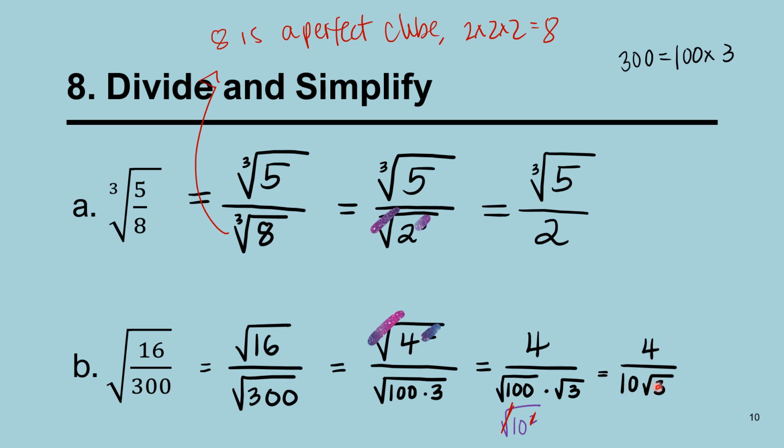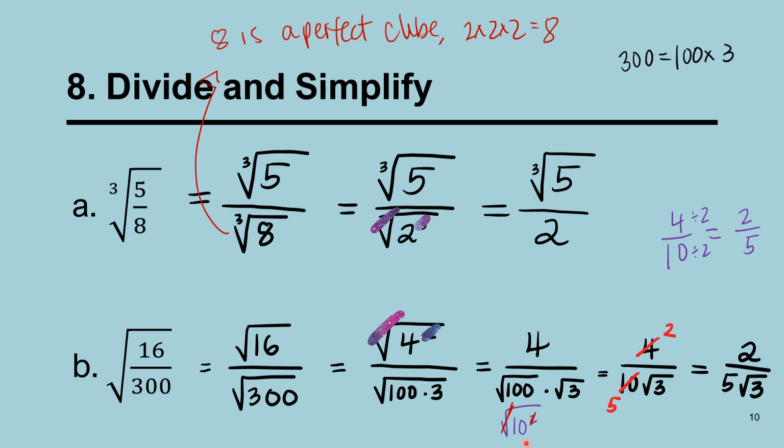So just ignore the radical for a minute and just think of it as if it was 4 over 10, right? You would say, okay, well, this is not in simplest form. 4 is divisible by 2, 10 is divisible by 2, so you would divide the top by 2, divide the bottom by 2, that becomes 2 over 5. All right, so same thing's going to happen here. 4 over 10 reduces to 2 over 5, so that becomes 2 over 5 times the square root of 3.